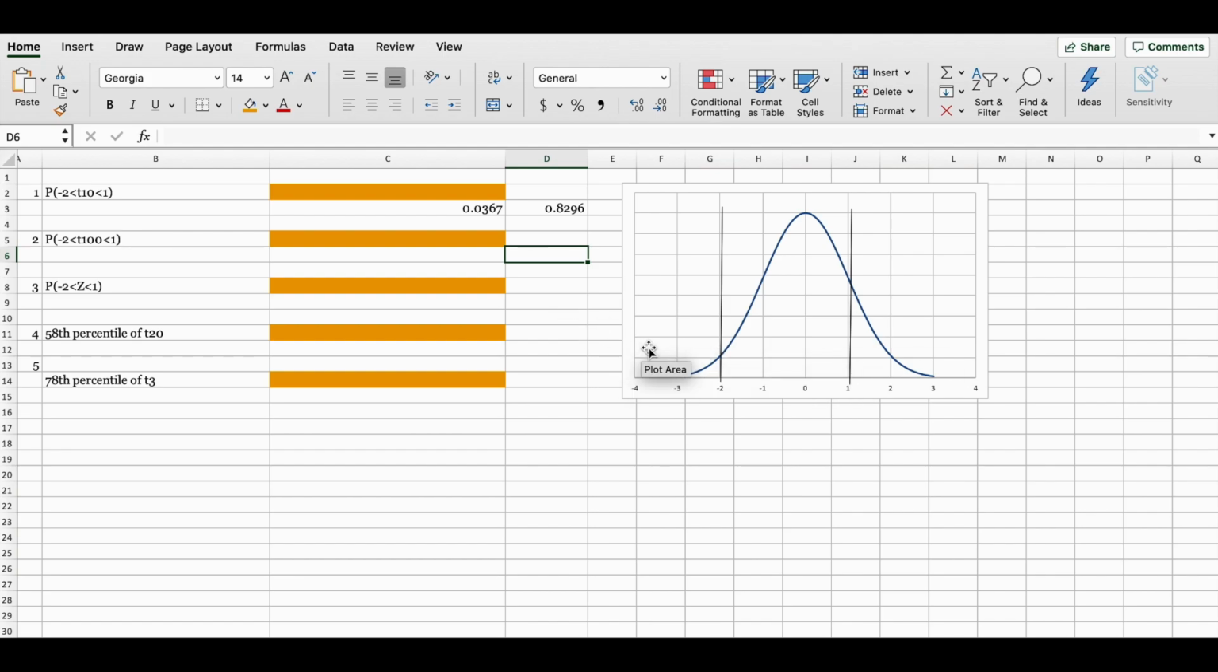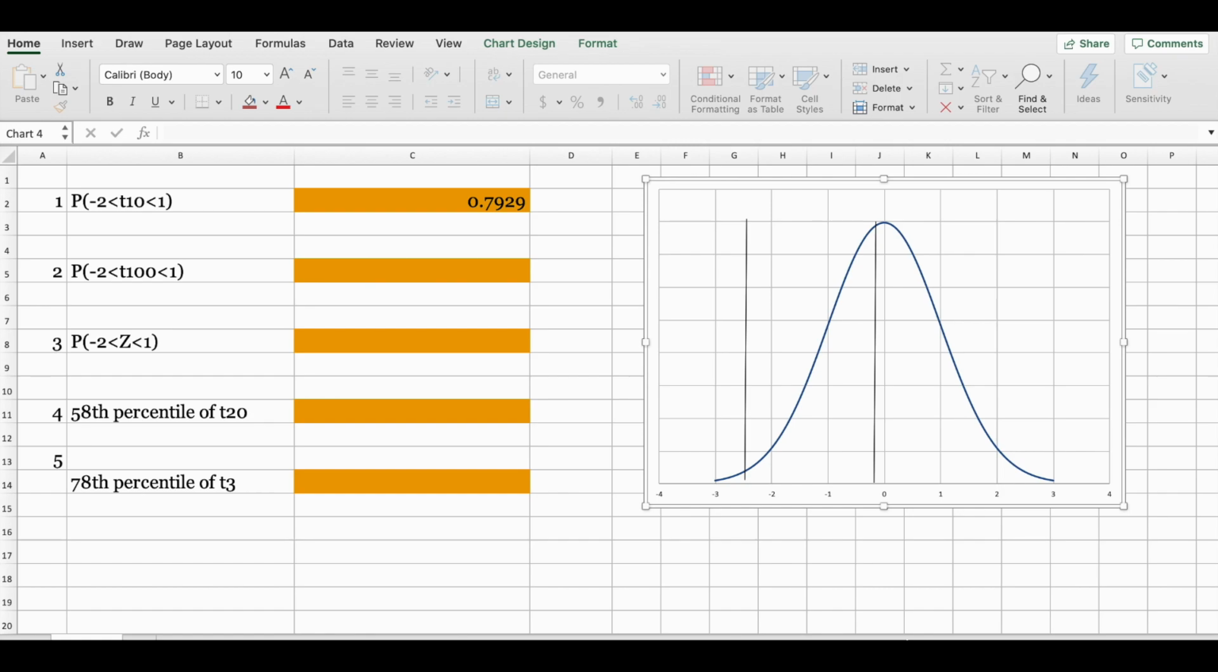Now in order to find the area between these two lines, we can take the difference of these 2 points. So the area between -2 and 1 for t with 10 degrees of freedom is 0.7929. Now let us move on to the second question. The second question is asking us to find the probability between -2 and 1 for t with 100 degrees of freedom.